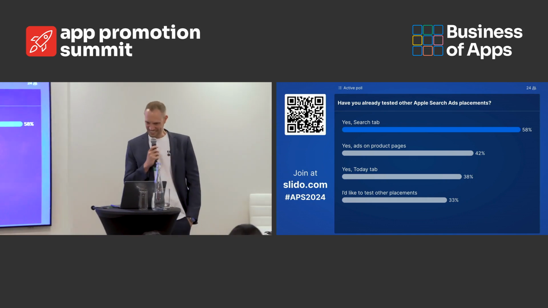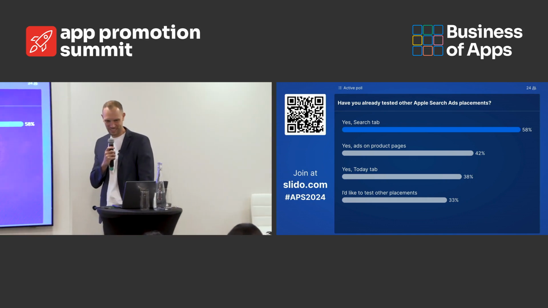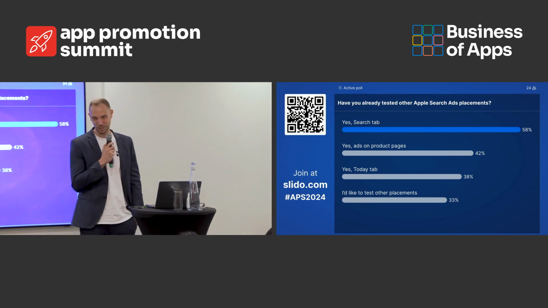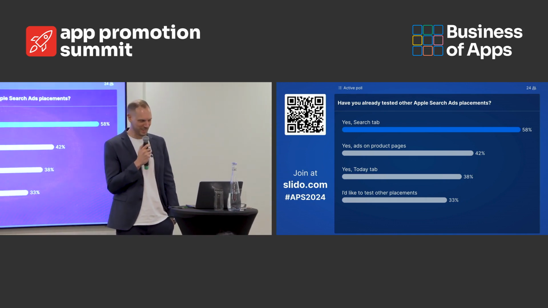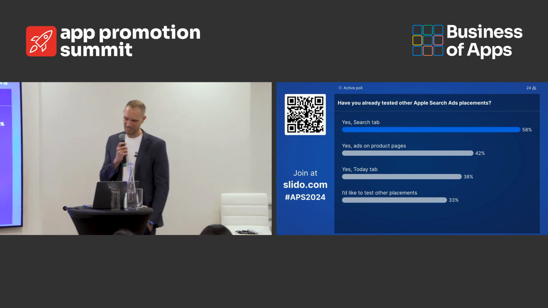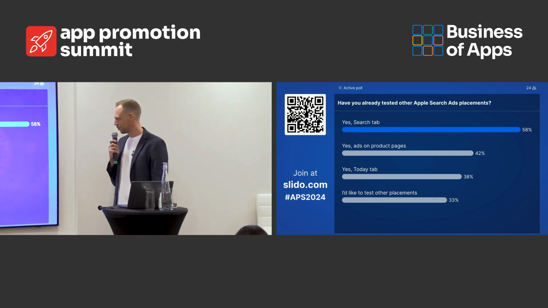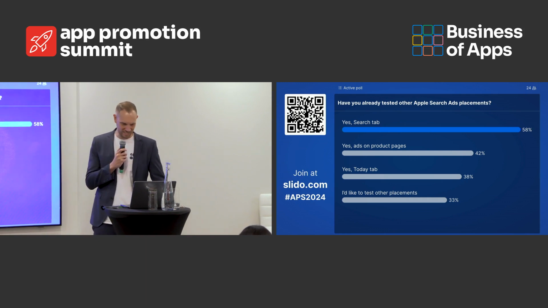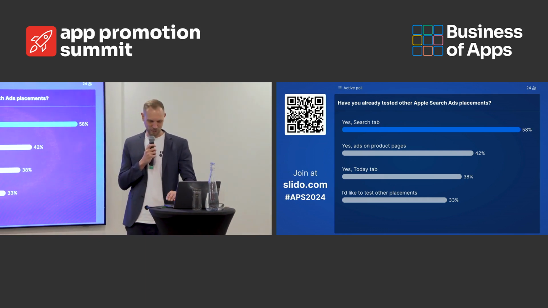Yeah. I think we are there. Yeah. So, yes, search tab seems to be kind of the most prominent one here, followed by ads on product pages, and after that the Today tab. And at the end, we can see around about 1/3 of the audience would like to test other placements as well.